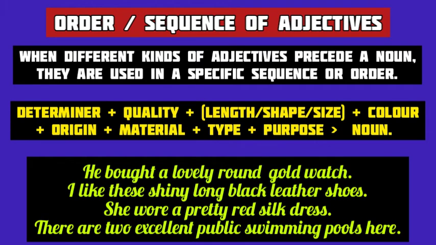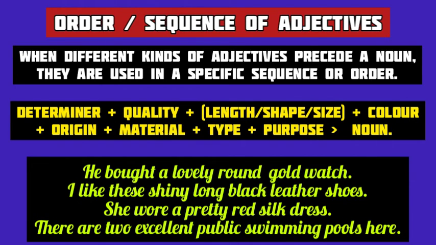Up next, I am going to explain the order or sequence of adjectives. When multiple adjectives of different kinds precede a noun to describe it, they are placed in a specific sequence or order in the sentence. And the order or sequence of adjectives is now on your screen.